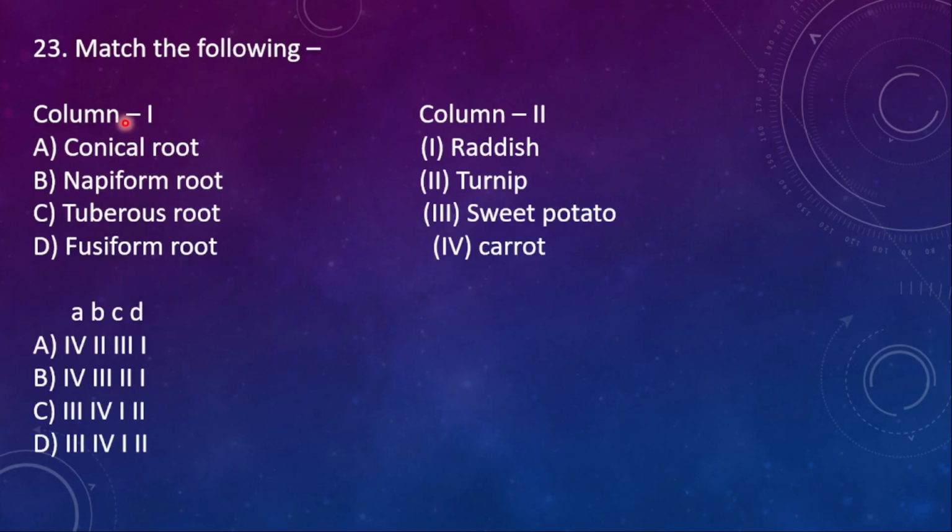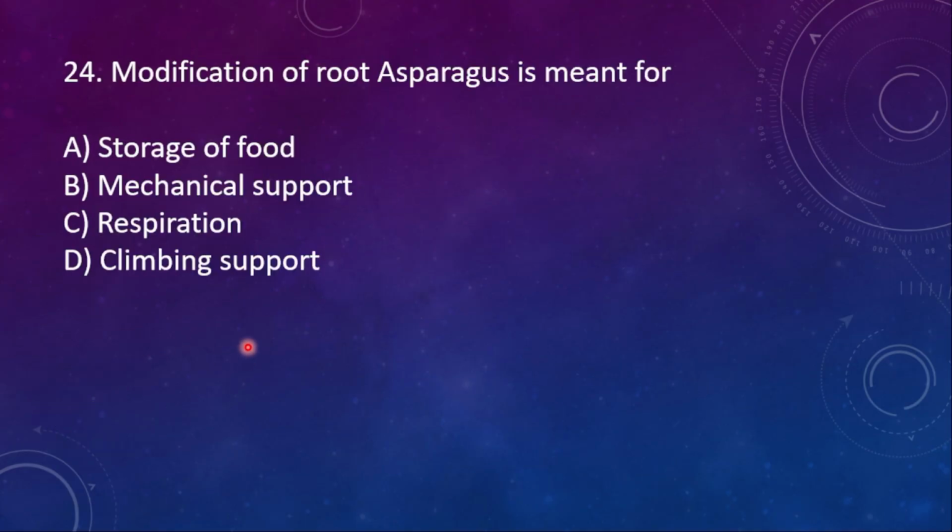23 question, match the following column 1 with column 2. Here, forms of root or modifications of root are given. First one is conical root. Conical root example is carrot. Napiform root example is turnip. Tuberous root example is sweet potato. Fusiform root example is radish. So conical root A is matched accordingly, and for the other two, B is 2. So first option is correct.